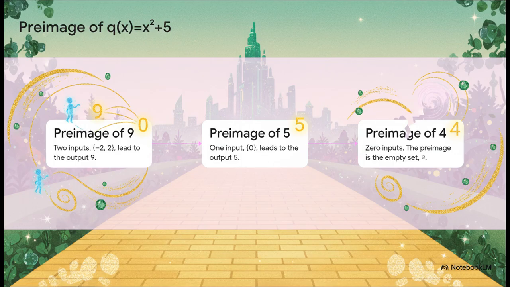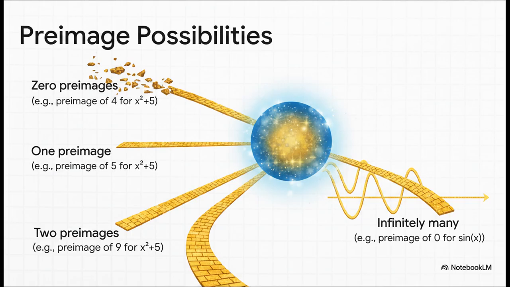What about the preimage of 5? Well, only an input of 0 will give you 5, so 1 preimage. And the preimage of 4? There's no real number you can square, add 5 to, and get 4, so its preimage is the empty set, nothing. So, as we just saw, an output can have 0, 1, or even 2 preimages. But wait, there's more. With some functions, like sin(x), a single output can have an infinite number of preimages. For example, the output 0 comes from the inputs 0, π, -π, 2π, and on forever.